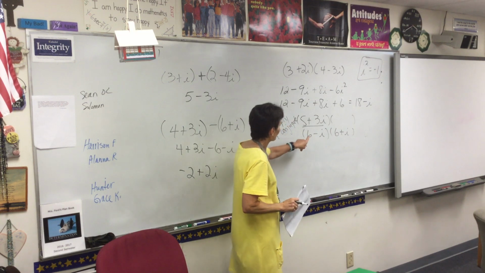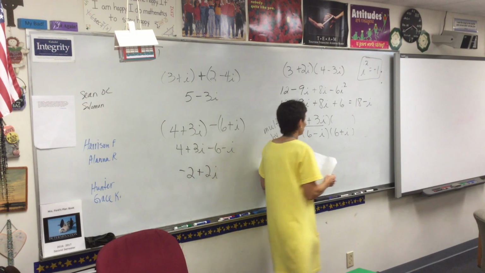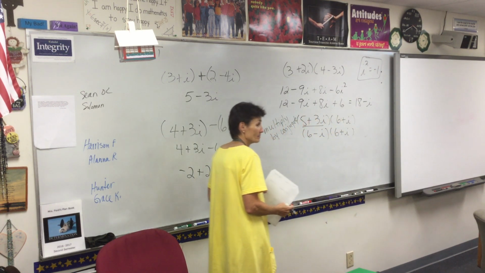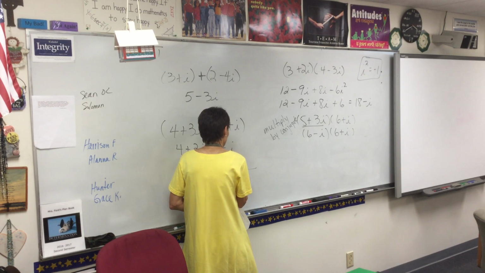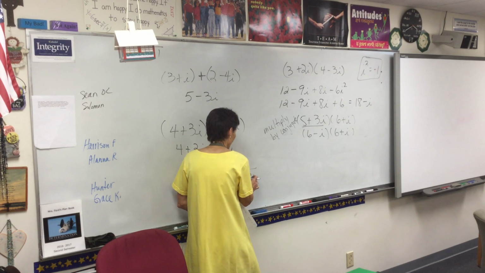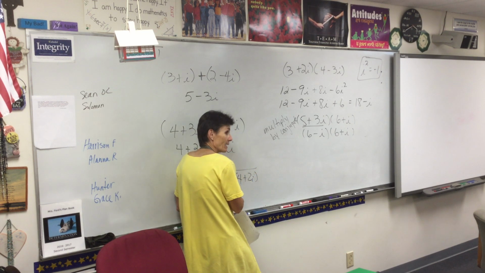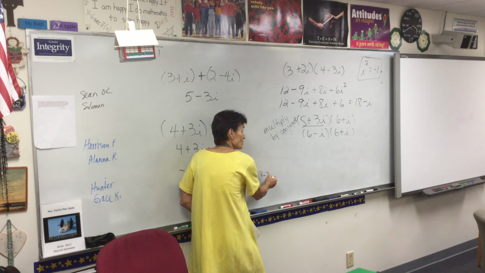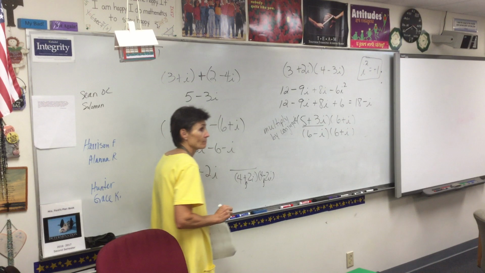So on the bottom, I had 6 minus i. So I'm going to multiply the top and the bottom by 6 plus i. If I had 4 plus 2i on the bottom, what would I multiply by if that had been on the bottom? 4 minus 2i. You just change the middle sign.